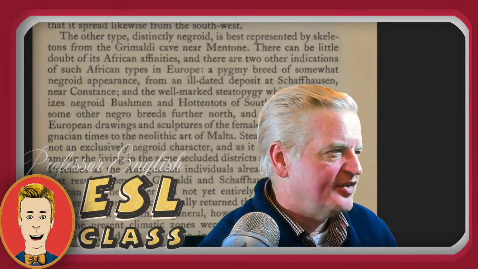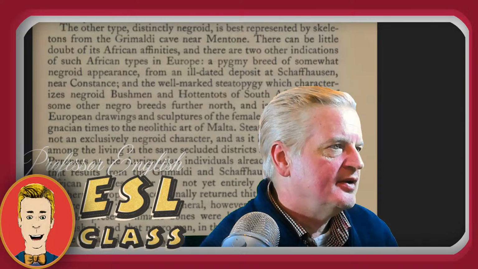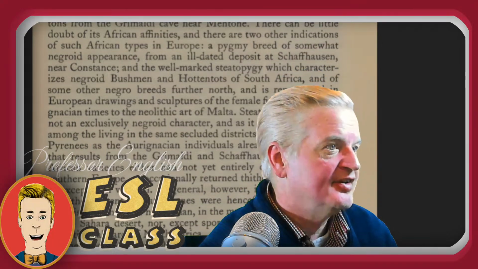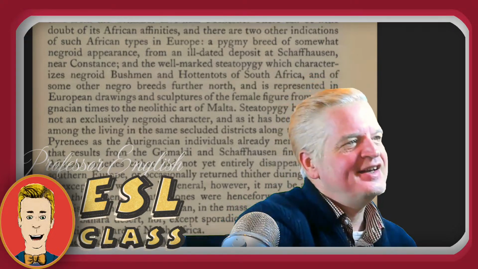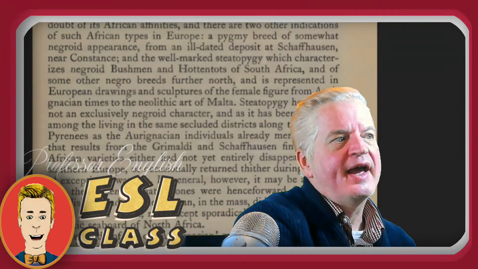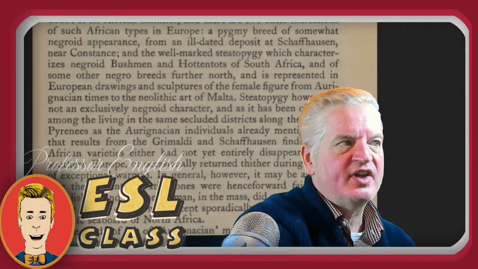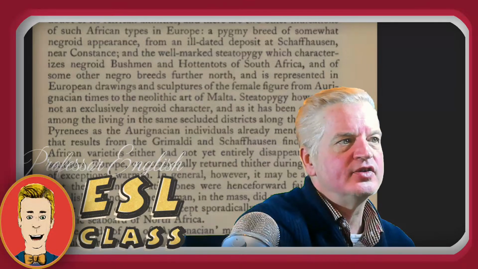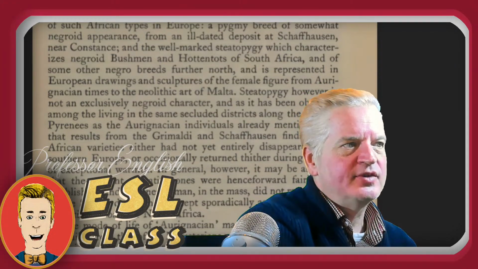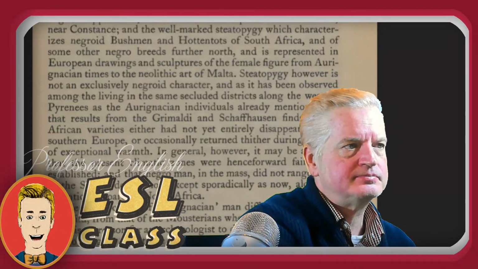All right, let's see. A pygmy breed of somewhat Negroid appearance from an ill-dated deposit at Schaffhausen near Constance, and the well-marked steatophagy, so the big butts, which characterized the Negroid Bushmen and Hottentots of South Africa, and of some other Negro breeds further north, and is represented in European drawings and sculptures of the female figure from Aurignacian times to the Neolithic art of Malta.